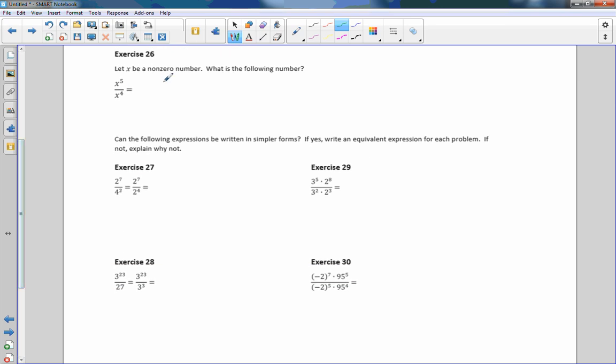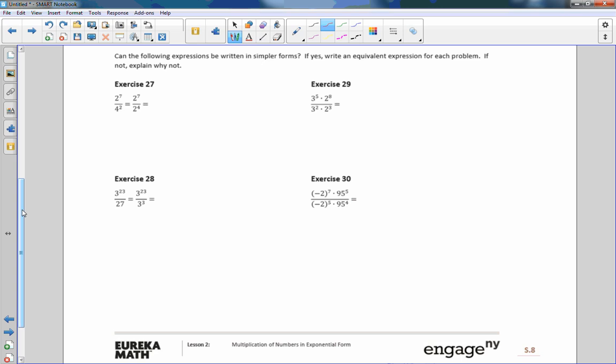Exercise 26. Let x be a non-zero number. What is the following number? Okay, my base is x, my base is x, my base of my simplified form will be x. My exponent's 5, my exponent's 4, it's 5 minus 4. Numerator minus denominator powers equals x to the 5 minus 4, which is x to the 1. And again, that does simplify out to just be simply x. So what number could x be? Any number. Infinitely many solutions.